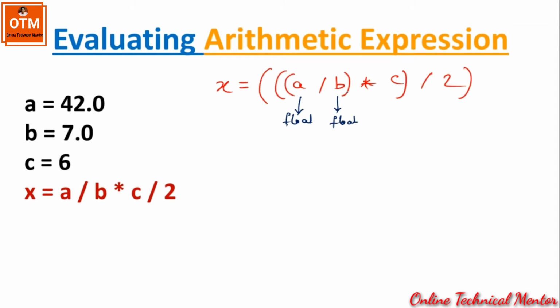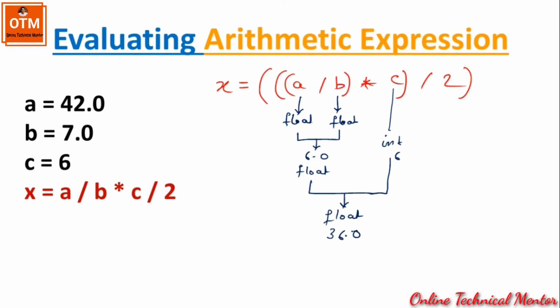So when a is divided by b, it will give you a float type answer. So these two operations will give you 6.0, which is also a float value. Now here c is integer, and it will be now multiplied with this float value 6.0. So if any one of the operands becomes float, the result will be typecasted to float only. So when this c, that is 6, is multiplied with 6.0, it will give you 36.0, and it is a float value.